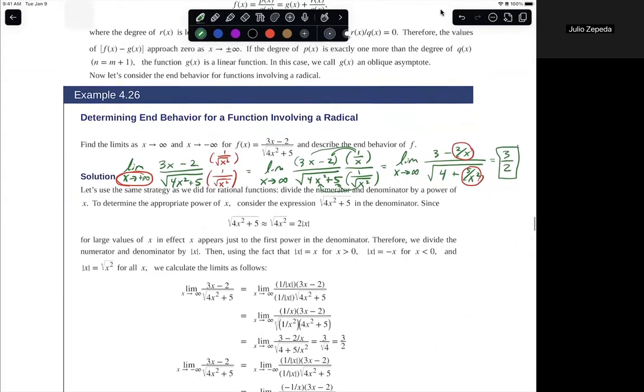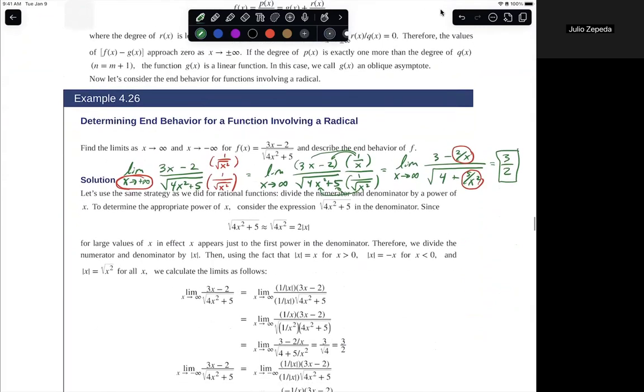Okay. So notice that's what we end up getting for our answer. They did the exact same thing here. Yeah, they multiply by 1 over the absolute value of x. That ends up reducing to 1 over x that they use in the numerator. And then for the denominator, the 1 over absolute value of x, they end up using a 1 over x squared in the square root. So 1 over the square root of x squared.